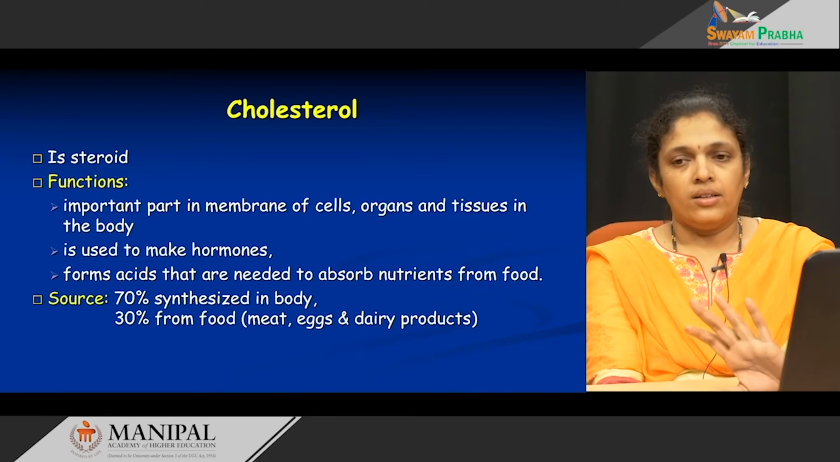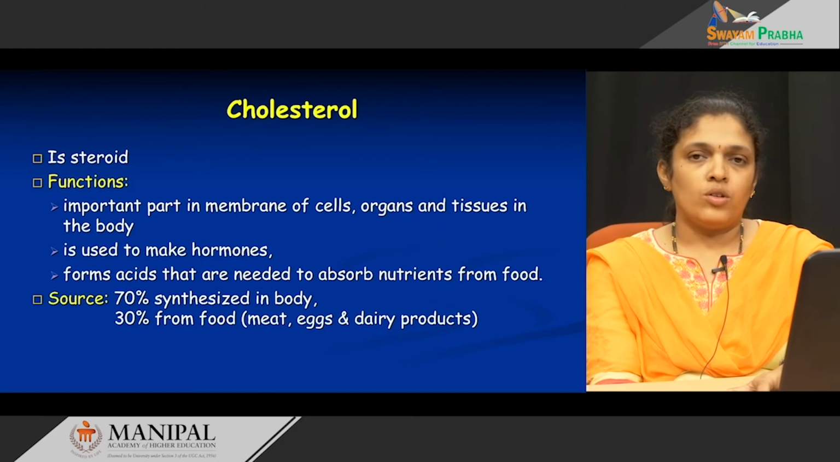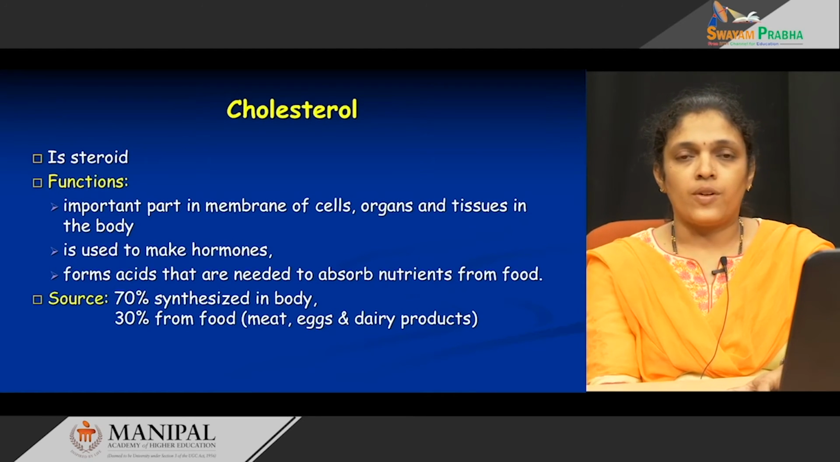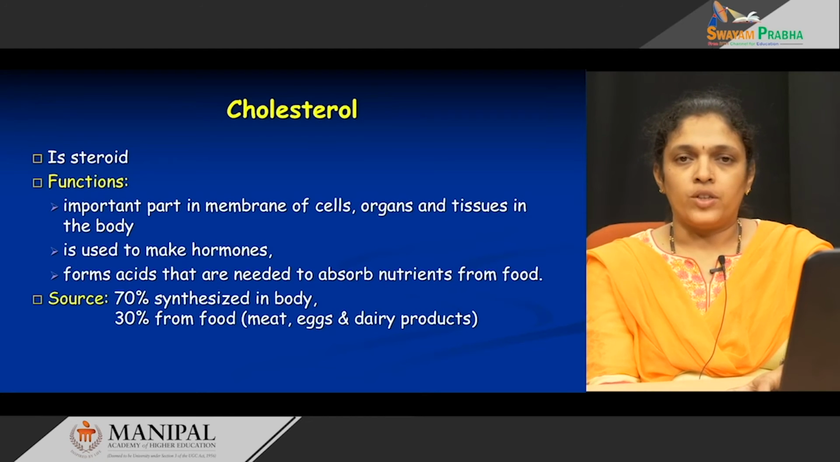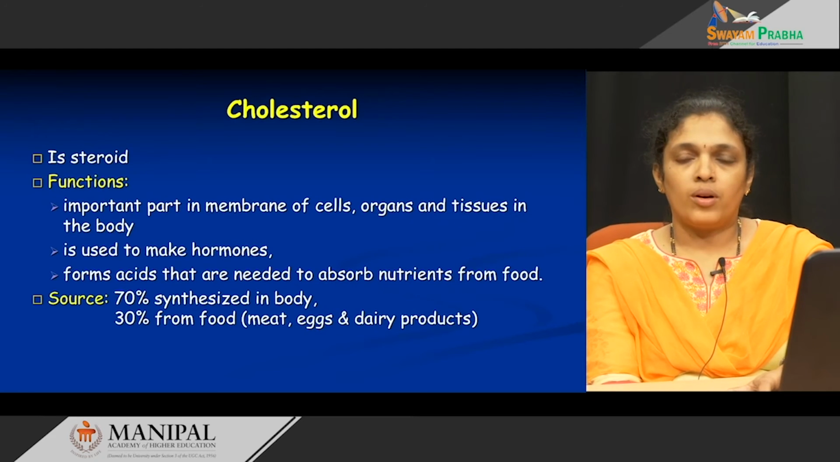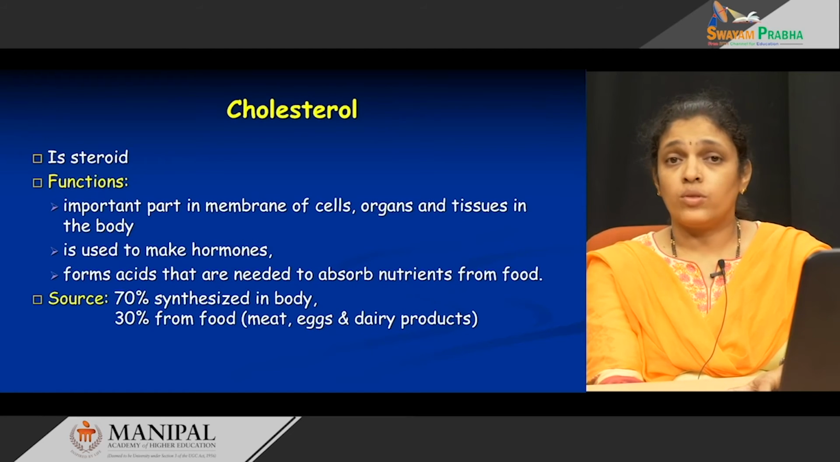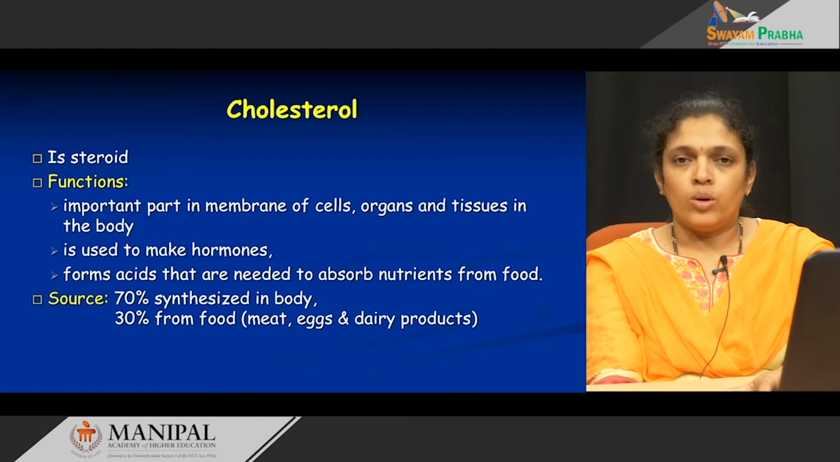Most of the diet is the one which has got cholesterol in it. For example, 30% of the cholesterol that we get into our body is from the food that we eat. Most of the time it is animal food which contains a lot of cholesterol. So, you have meat, eggs, certain dairy products, all of these are rich sources of cholesterol. So, that would add to around 30% of the cholesterol which your body has.